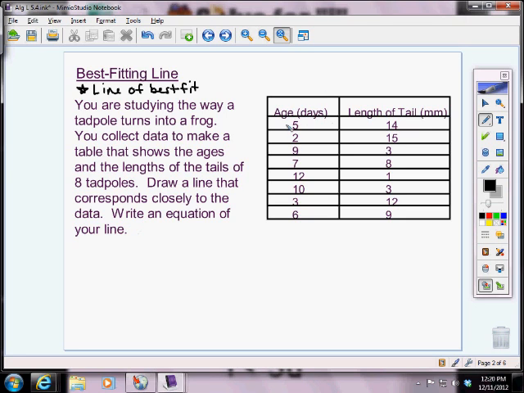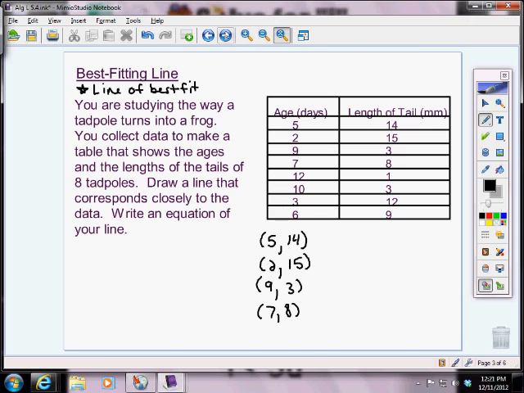Okay, so what we're saying here is that if we have a 5-day-old tadpole, his length is 14 millimeters. Again, there's a relationship. We can write an ordered pair if there's a relationship. If we have a 2-day-old tadpole, in this case, their length is 15 millimeters. A 9-day-old, we have 3 millimeters. A 7-day-old, you get the picture that these are all ordered pairs. So what we can do now is we can plot these ordered pairs, this relationship, on a graph.